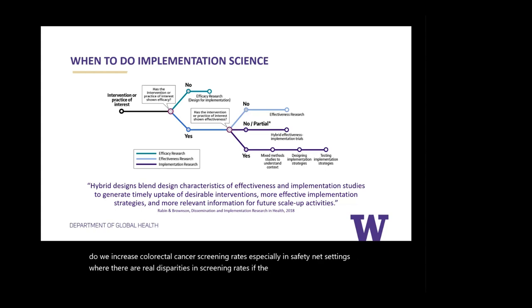If the intervention has not demonstrated effectiveness under real-world conditions, or the evidence is limited either in quantity or in scope, then we could conduct a hybrid effectiveness implementation trial, where we ask both a what question and a how question in the same study. Hybrid trials blend design characteristics of effectiveness studies and implementation studies to generate evidence about timely uptake of desirable interventions, to generate evidence about more effective implementation strategies, and to provide information for future scale-up activities.